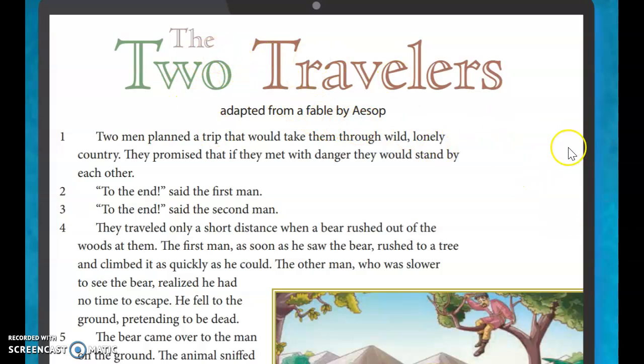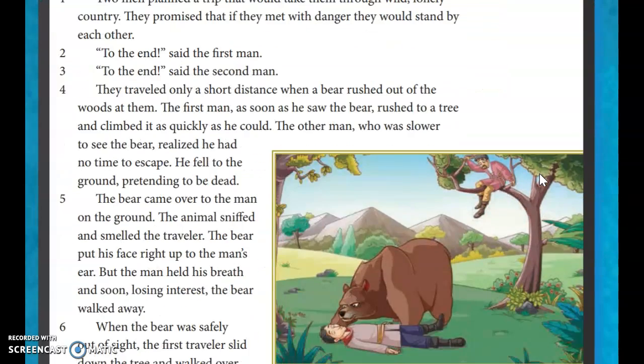And it is titled The Two Travelers. Two men planned a trip that would take them through wild, lonely country. They promised that if they met with danger, they would stand by each other. "To the end," said the first man. "To the end," said the second man. They traveled only a short distance when a bear rushed out of the woods at them. The first man, as soon as he saw the bear, rushed to a tree and climbed it as quickly as he could. The other man, who was slower to see the bear, realized he had no time to escape. He fell to the ground, pretending to be dead.